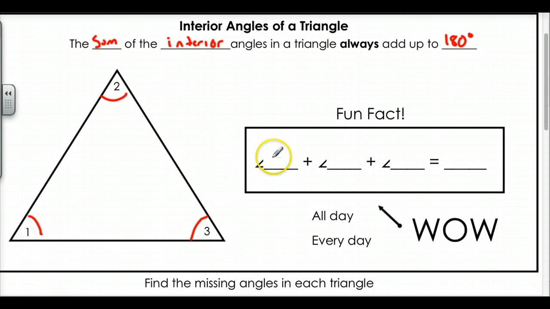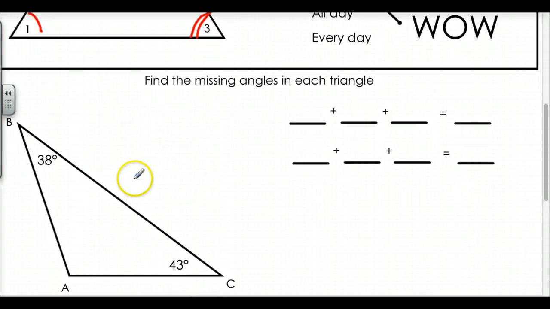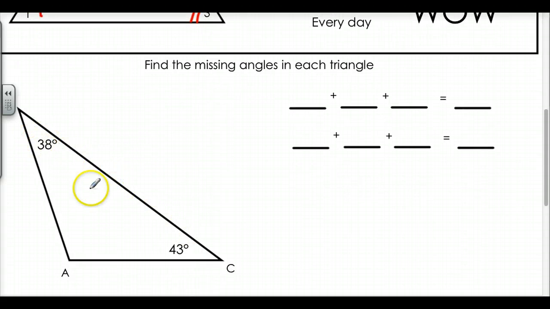So if I were to add up the measure of angle 1, angle 2, which is over here, and angle 3, they would add up to 180 degrees. That's just the fact we're going with. So how are we going to use that? Why is that interesting to us? Well, that means if I ever know two angles in a triangle, I could always find the third angle because I know they're all going to add up to 180.